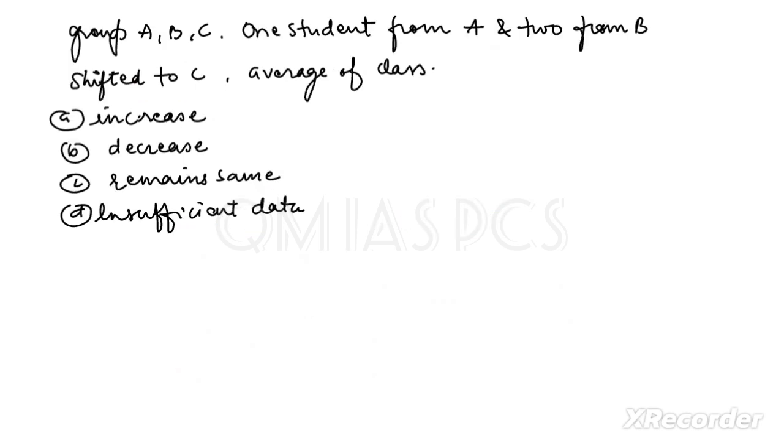Here is a question from UPSC 2020. Just read the question, it will be very easy to solve. It was given that in a class there are 3 groups. Always in a class there are a few groups, right? So the groups are given as A, B, C. There is a condition that 1 student from group A and 2 students from group B shifted to C.